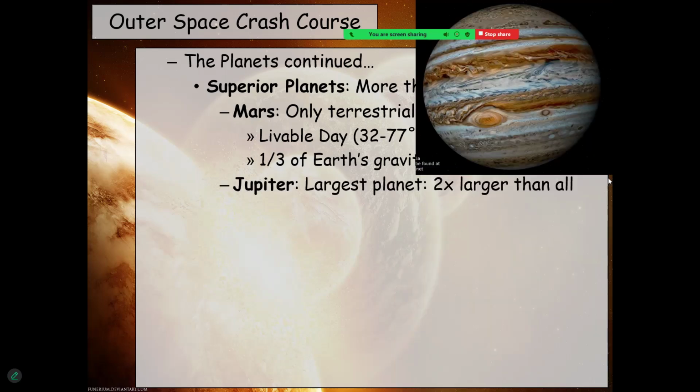Because of this gravity, by the way, Mars also has the largest mountain in the solar system, because there's less gravity pulling the rocks down. Right, that actually has an effect on how tall mountains can be.